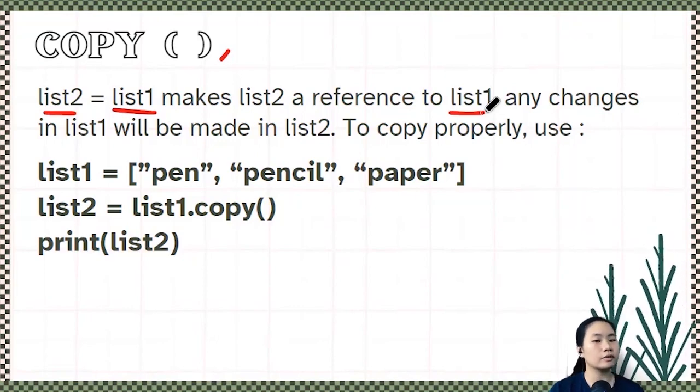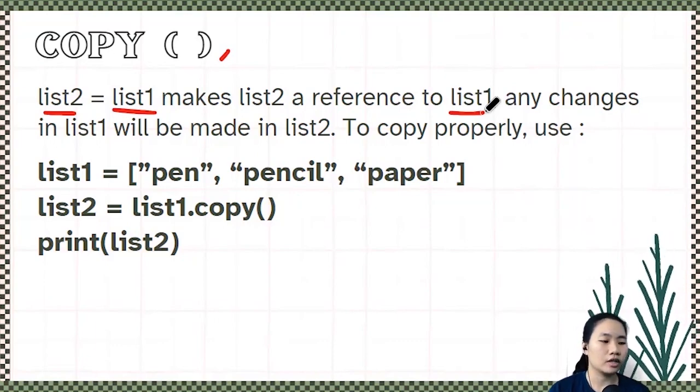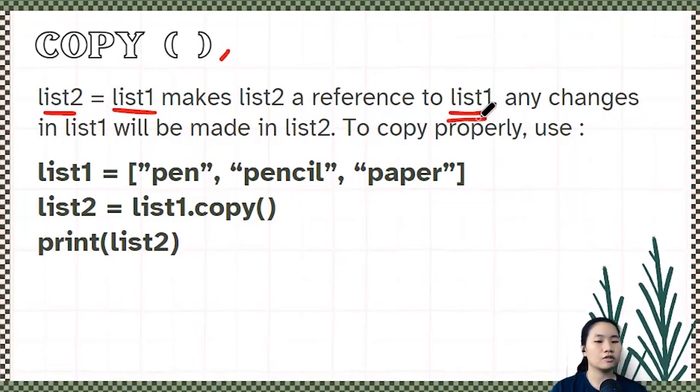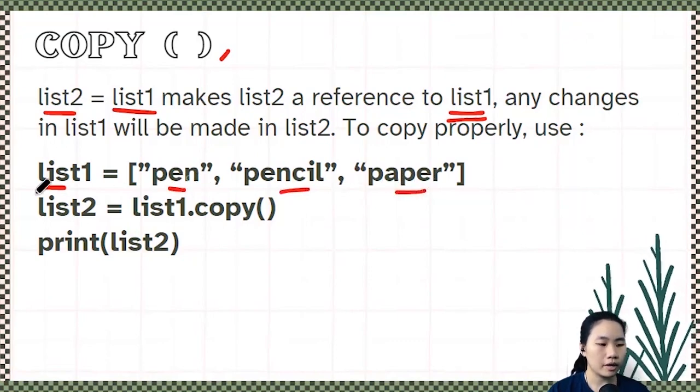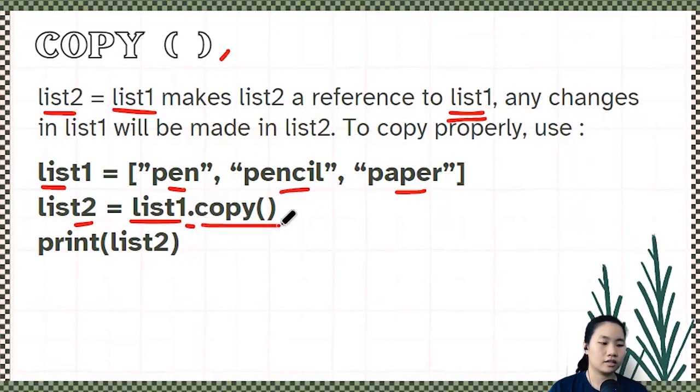Sometimes we want that, sometimes we don't want that. That is not what copy does. What copy does is that it simply copies the elements within list1, okay? If you change list1, list2 will be the old list1. The syntax goes, we have list1, pen, pencil, and paper. For list2, we can write list1 dot the copy method, and it's as simple as that.